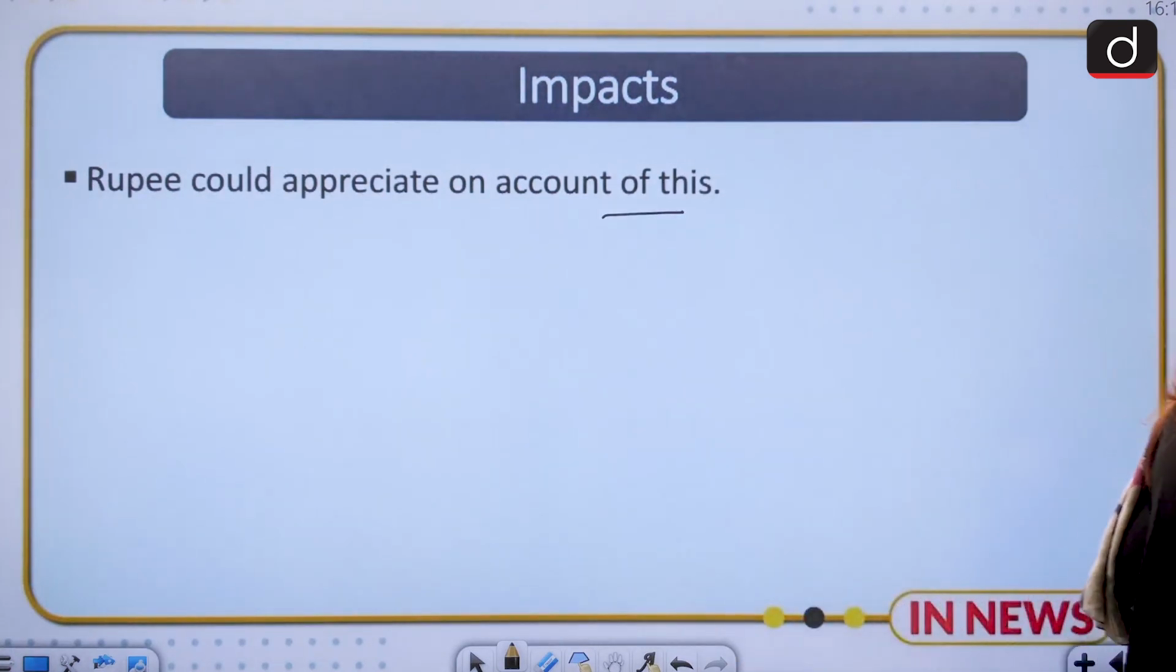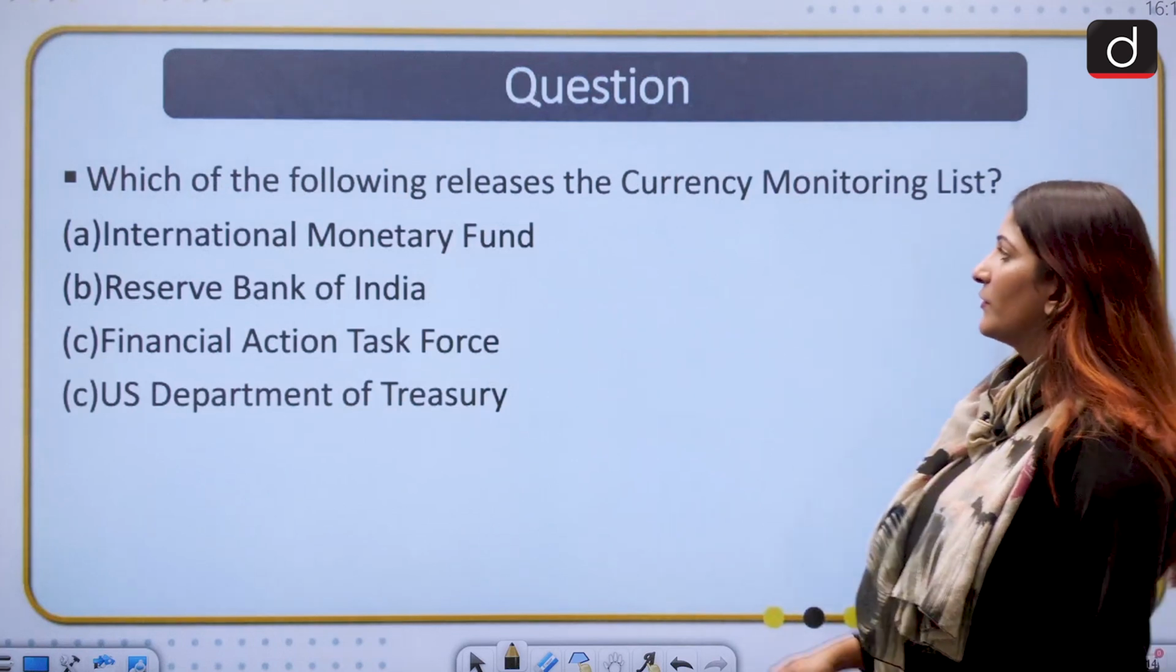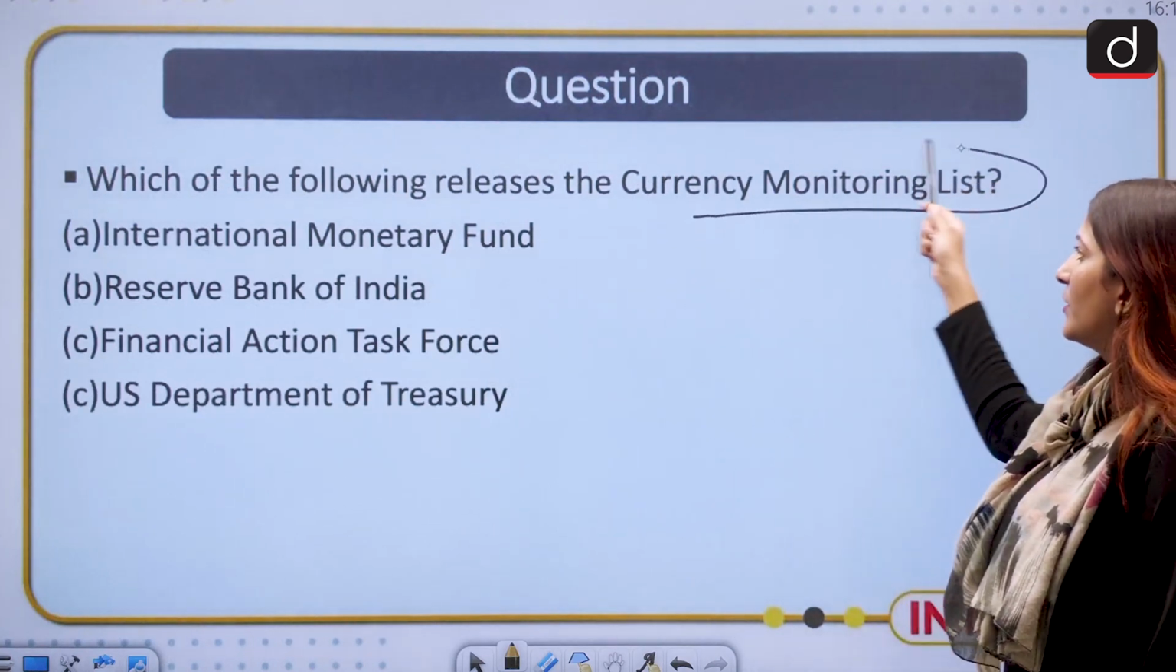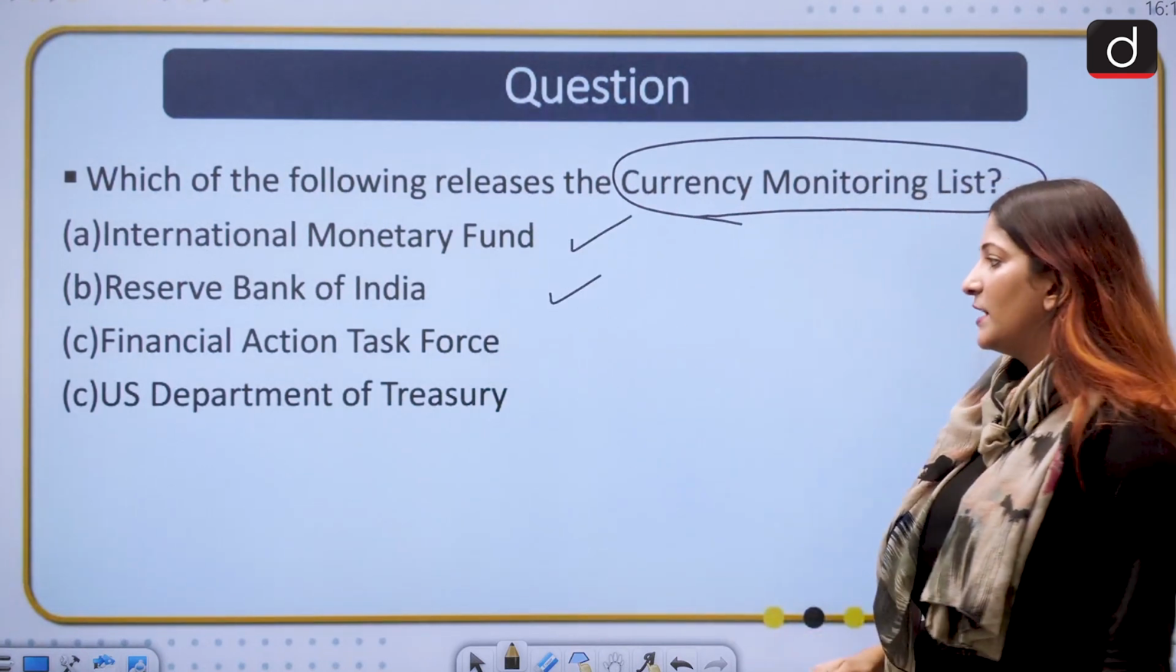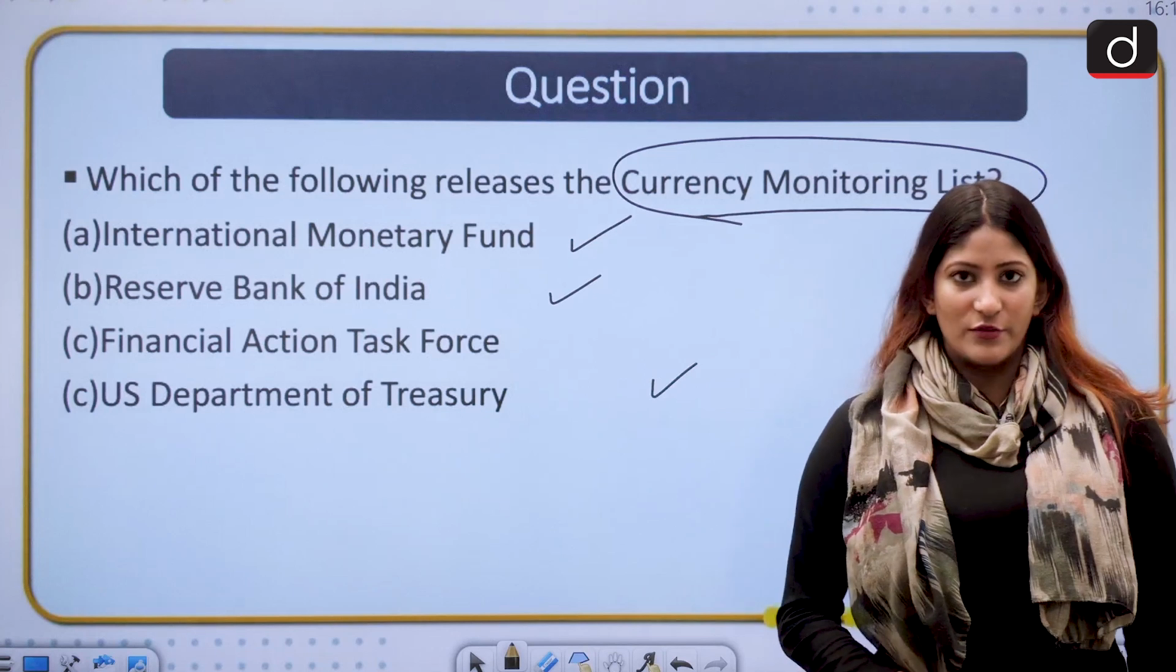All right, moving ahead, let's talk about our question for today. Which of the following releases the currency monitoring list? International Monetary Fund, Reserve Bank of India, FATF, US Department of Treasury. You have to answer it correctly.